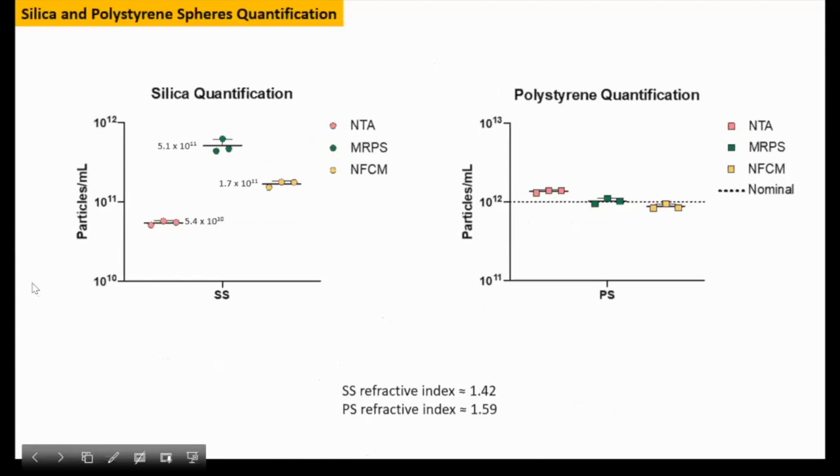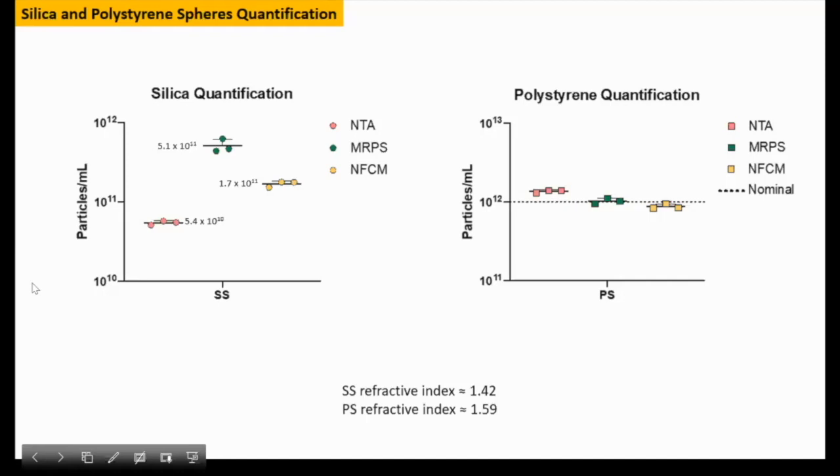Now for the quantification of our particles assessed by NTA, MRPS, and Nano FCM. So for our silica particles, MRPS estimated a concentration that was about 10 times higher than that of NTA, and Nano FCM reported a concentration that was somewhere in the middle, approximately 3 times less than MRPS. It should be noted, though, that all 3 replicates from each instrument were precise, although not accurately measured at the same concentration. But then again, we didn't really have an accurate concentration to begin with, so it's kind of hard to compare there.